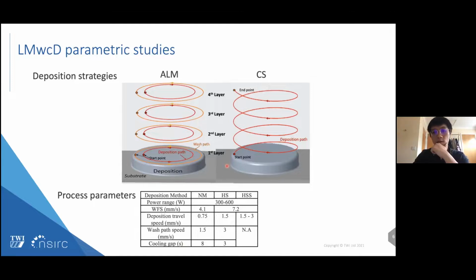But the final method uses a new concept: removing the wash path and the cooling gap, which means it can start feeding from the substrate and continue depositing the material to the endpoint as the final layer. And also the travel speed was increased. This is called high-speed spiral deposition.